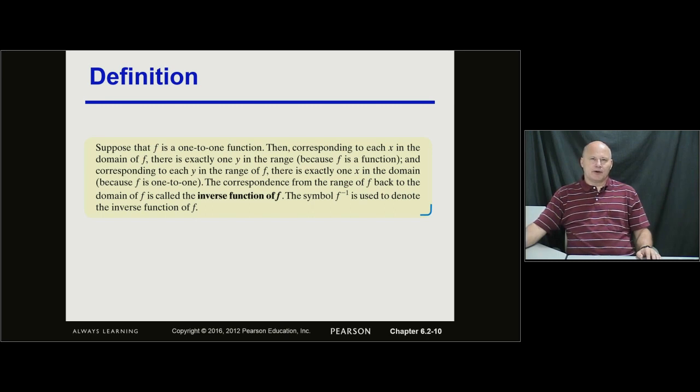Suppose that f is a one-to-one function. Then corresponding to each x in the domain of f, there is exactly one y in the range because it's a function. Remember, that's what functions are: each x corresponds to one y. And corresponding to each y in the range, there's exactly one x in the domain. That is because it's one-to-one. To paraphrase, the function must be one-to-one.